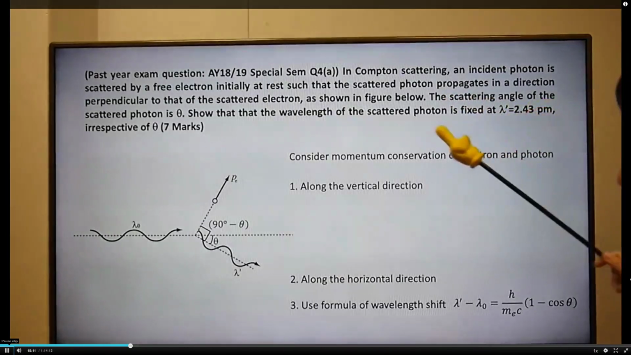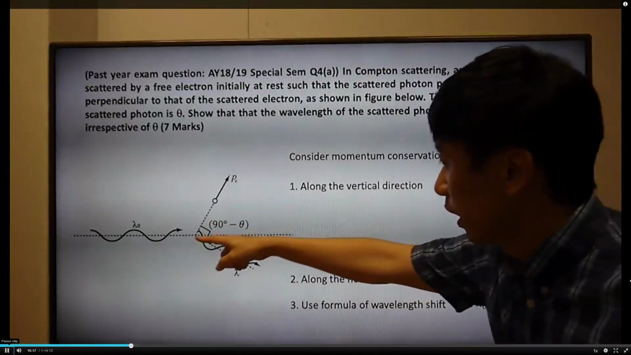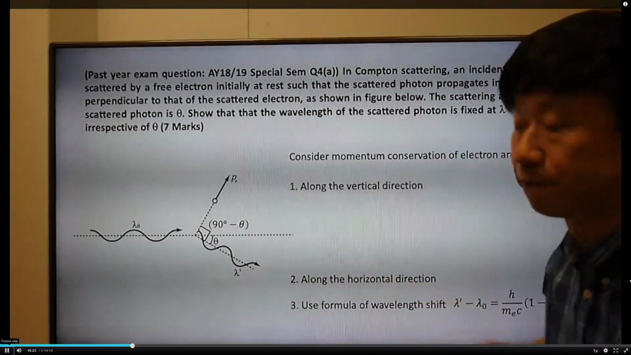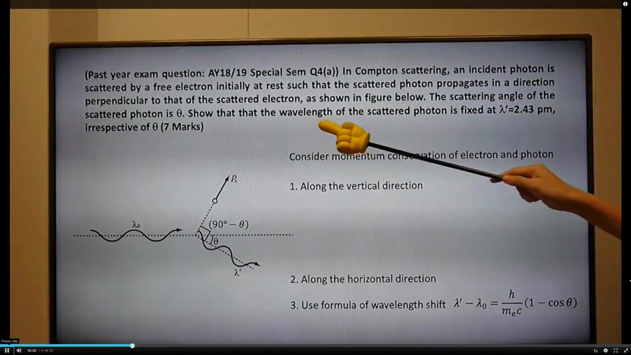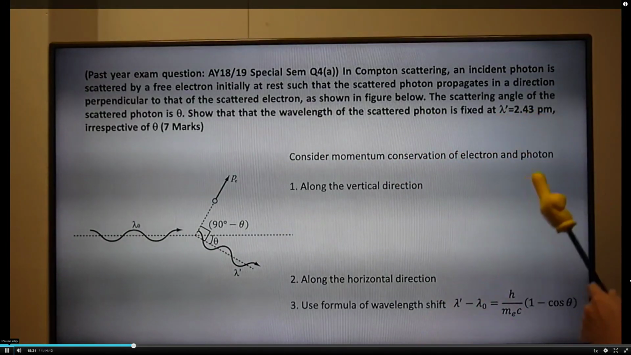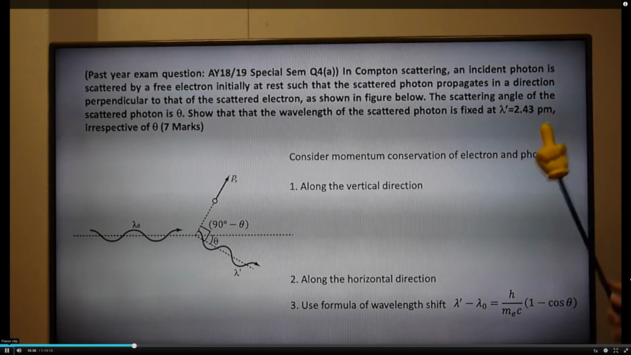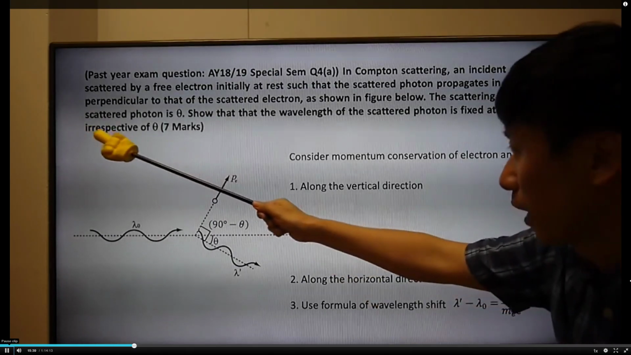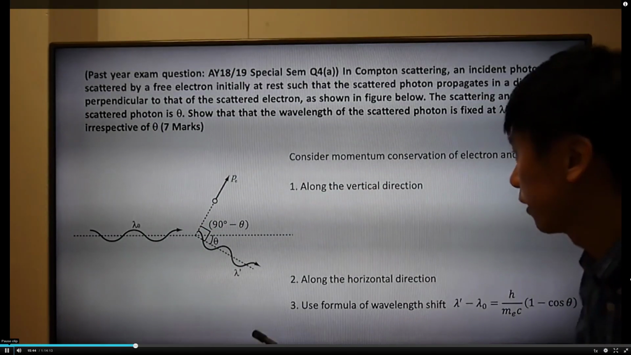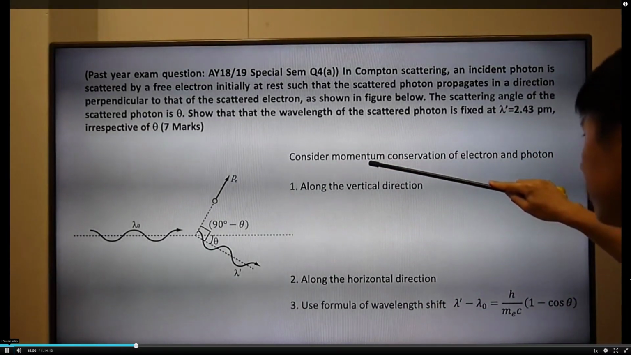The scattering angle of the scattered photon is theta. So this angle is theta. That means the angle of the electron propagation is 90 minus theta. Show that the wavelength of the scattered photon is fixed at lambda prime equals 2.43 picometer, irrespective of theta.